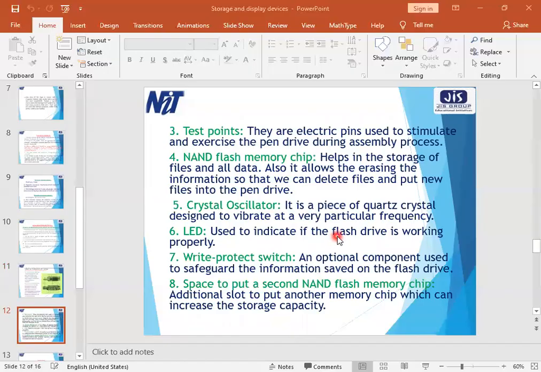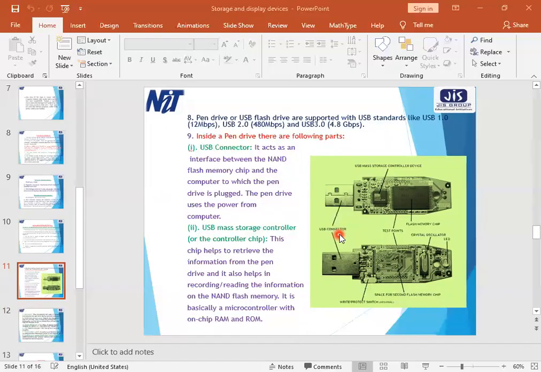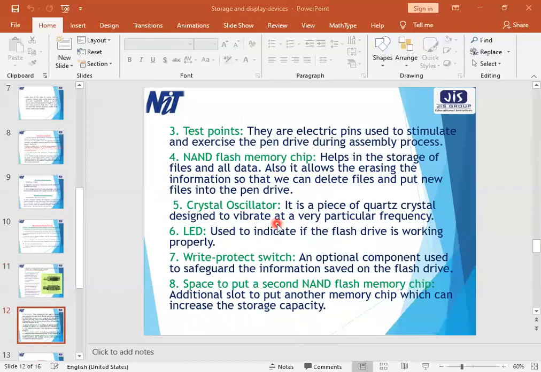Test points. This is a test point. Here is also a test point. So what are test points? Test points are electric pins used to stimulate and exercise the pen drive during the assembly process.